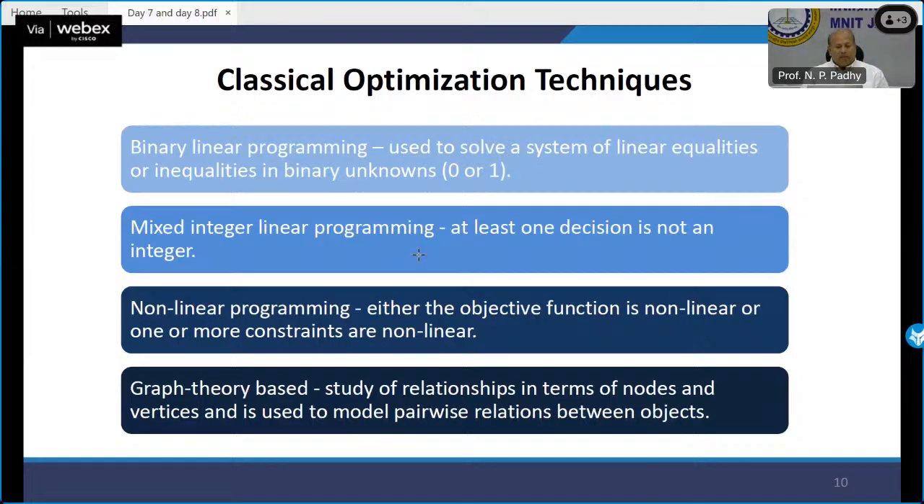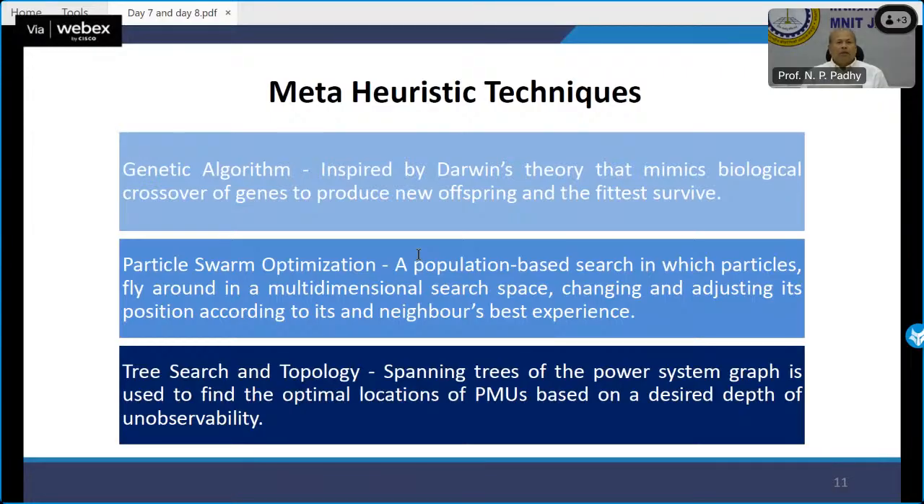There are many classical optimization techniques. Binary linear programming is used to solve systems of linear equalities or inequalities in binary unknowns like zeros and ones. PMU is there, it is one, not there, it is zero. Mixed integer linear programming has zeros and ones as variables, with at least one decision not an integer. In nonlinear programming, either the objective function is nonlinear or one or more constraints are nonlinear. Graph theory is the study of relationships in terms of nodes and vertices, used to model pairwise relations between objects. We also have meta-heuristic techniques.